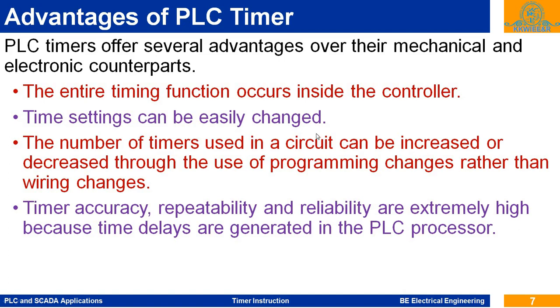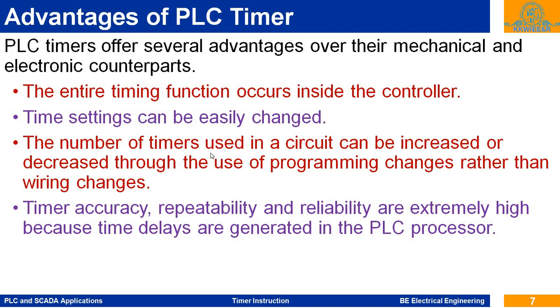Then time setting can be easily changed. On an electro-pneumatic timer or electronic timer, there is a dial, and based on the scale on that dial, we can set the time. But in the PLC, first we set the time base, and based on that we can set the accurate time, in terms of decimal. We enter the value of time to be set in the preset of the PLC timer.